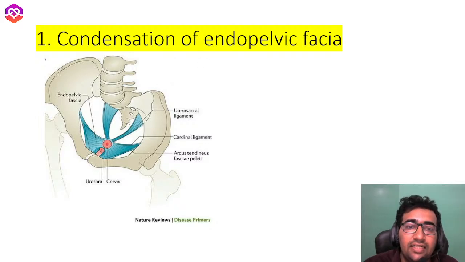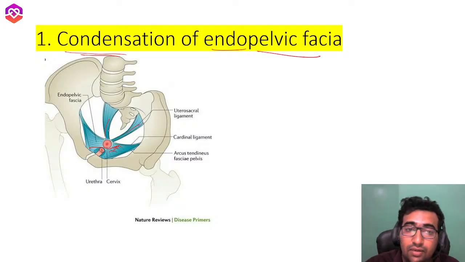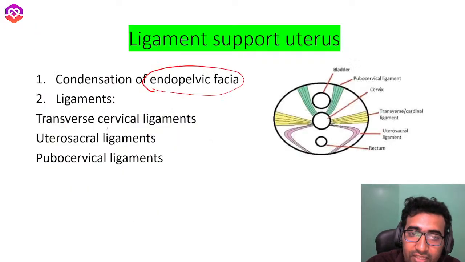Endopelvic fascia inside the pelvis. Endo means inside. Endopelvic fascia is condensed and formed like this. This is what endopelvic fascia is. Endopelvic fascia is very important. Endopelvic fascia holds the uterus in position. Not only the endopelvic fascia, there are some ligaments. I will show you those ligaments first.